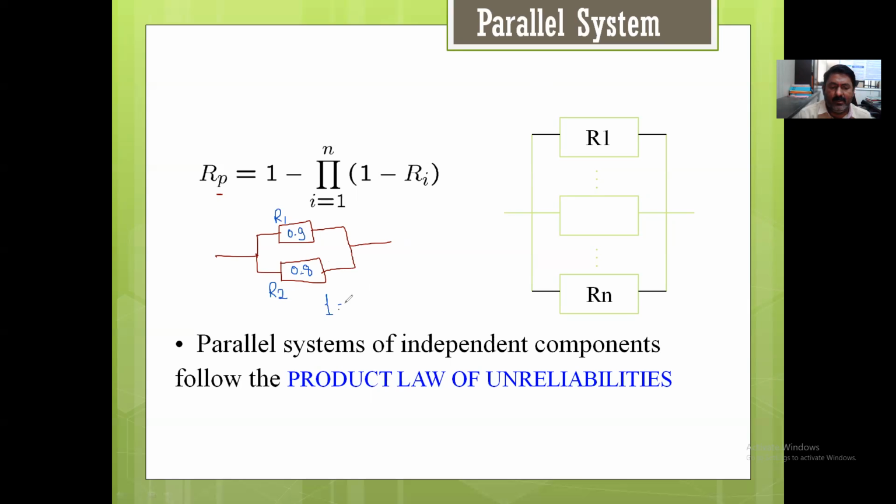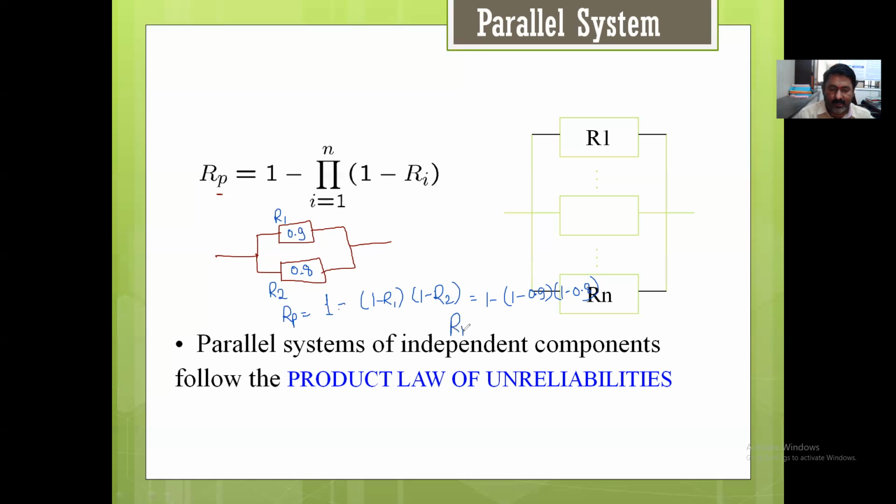Now how to calculate the system reliability for this? Here it will be 1 minus the product from i equals 1 to n. So here, R1 and R2: 1 minus R1, 1 minus R2. If you substitute the values, 1 minus (1 minus 0.9) into (1 minus 0.8). So 0.1 into 0.2.